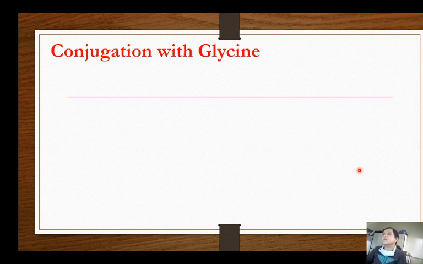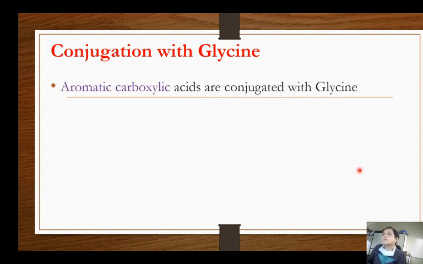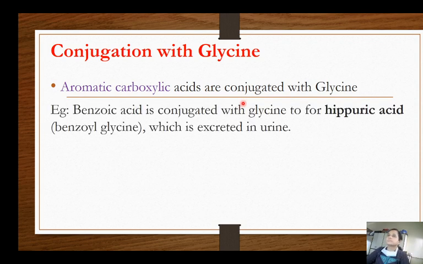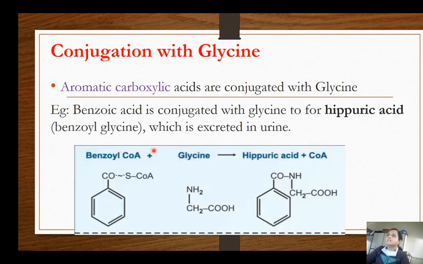Next, we'll see conjugation with glycine. Glycine is a simple amino acid. The aromatic carboxylic acids are usually conjugated by glycine. The common acid is benzoic acid, which is conjugated with glycine to form hippuric acid. This is how it occurs. The benzoic acid is present as benzoyl-CoA that will combine with glycine to form hippuric acid, and CoA is removed. So this hippuric acid is made water soluble and is excreted in urine.